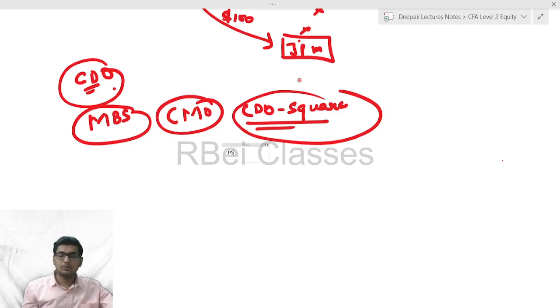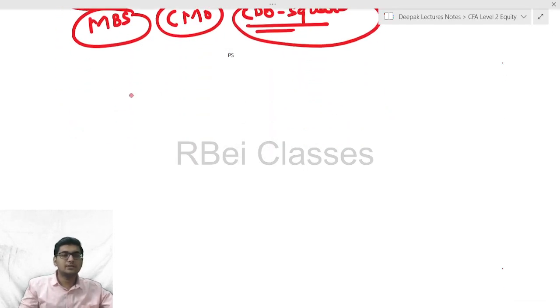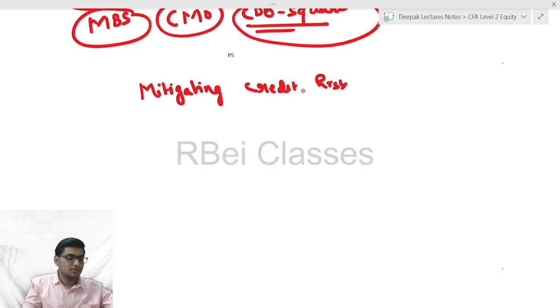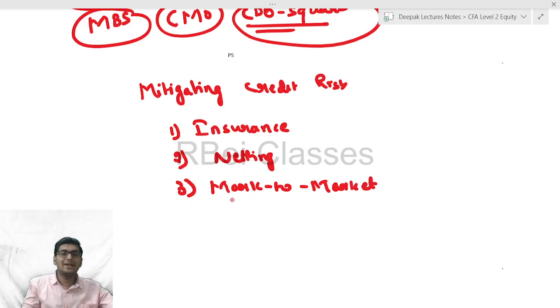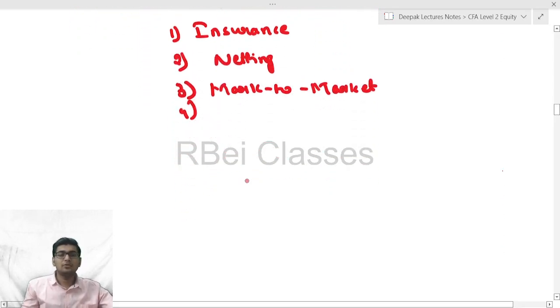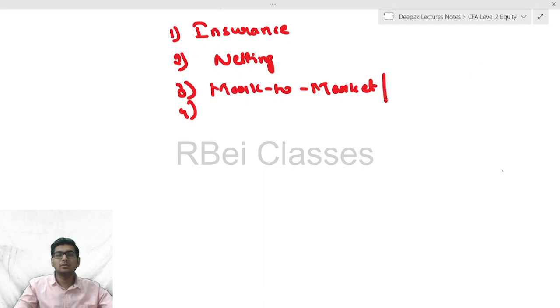Clear? Now the next point is about the mitigation of credit risk. You can write this down as well. Short notes, mitigating credit risk. The first thing, you can purchase insurance, which is a CDS, it is like an insurance. You can do netting. Netting will reduce the amount of exposure. Clear? Then mark to market, so that there will be no piling up of the amount which you have to take. So this will reduce your exposure.